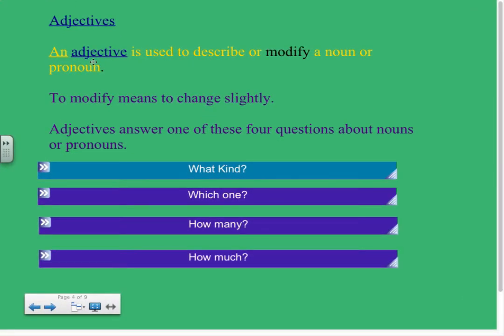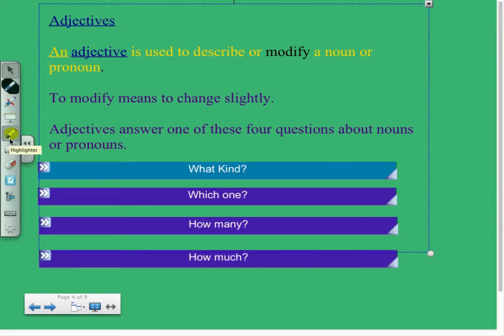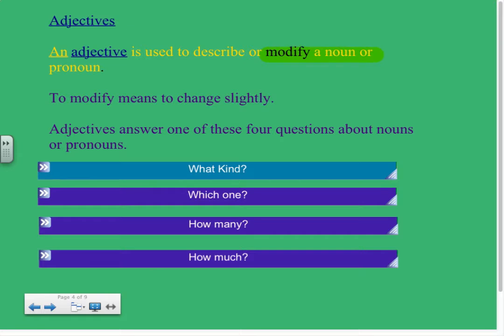We're going to start talking about adjectives. We're going to go over some basic notes that you should have and should know. You should definitely know what adjectives are and how to use them. Basically, we like to use the word modify: adjectives modify a noun or a pronoun.